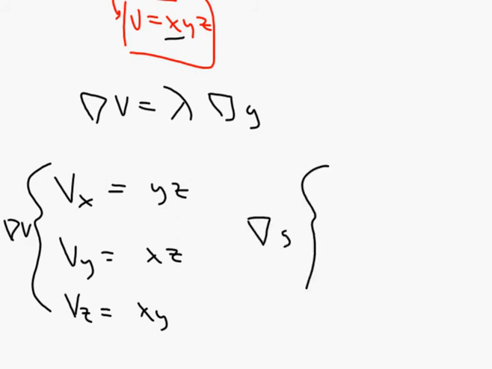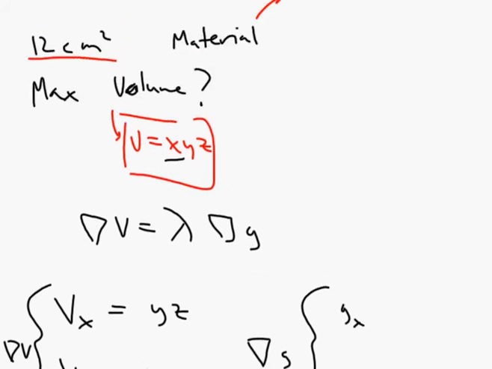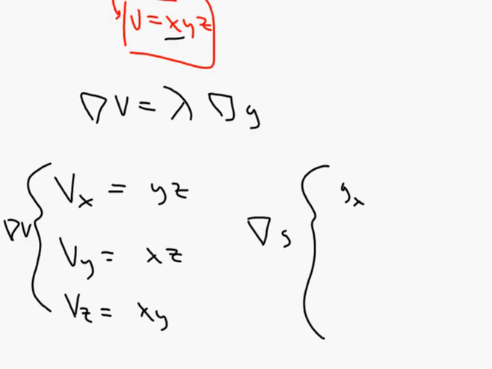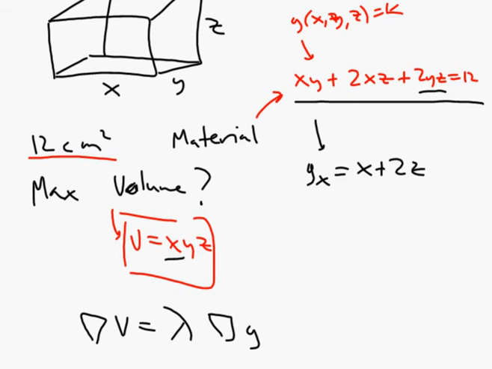The gradient of g, well, g sub x, if x is the variable, if you look at this expression, then we're going to have g sub x equals y plus 2z. And then this has no x variable in it, so it's a constant with respect to x, so that derivative is going to be 0. So we get the following. We get y plus 2z. So then g sub y is going to be, if y is the variable, then we get x plus 2z.